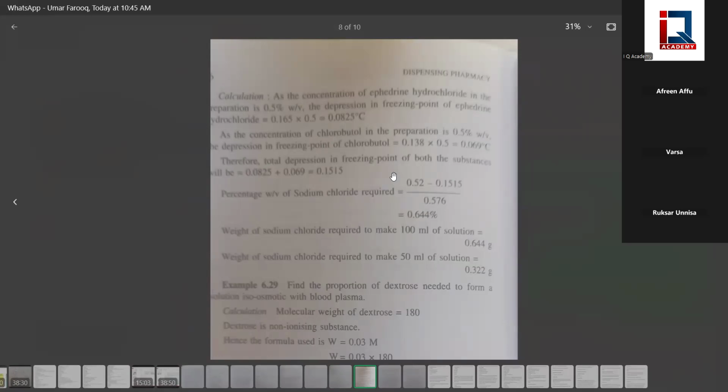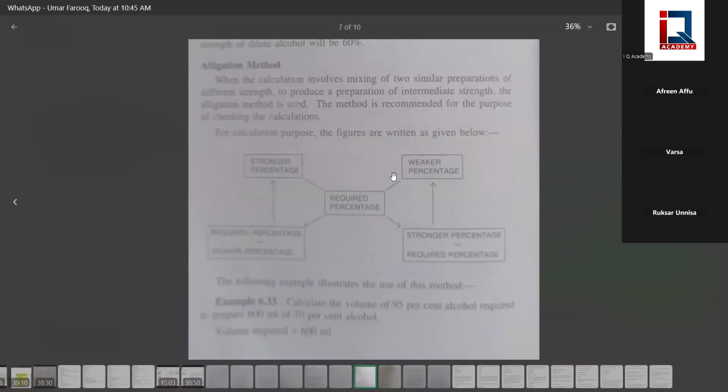So now the next important type of calculation is the alligation method of calculation.